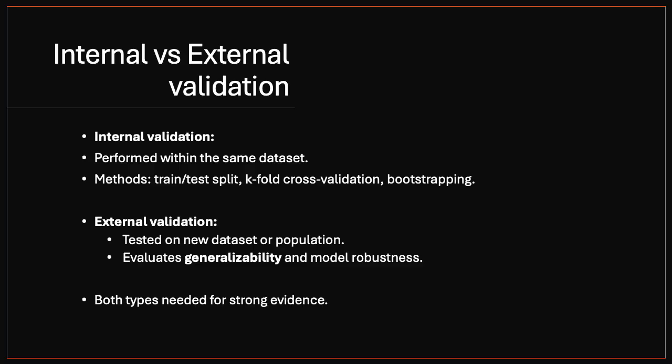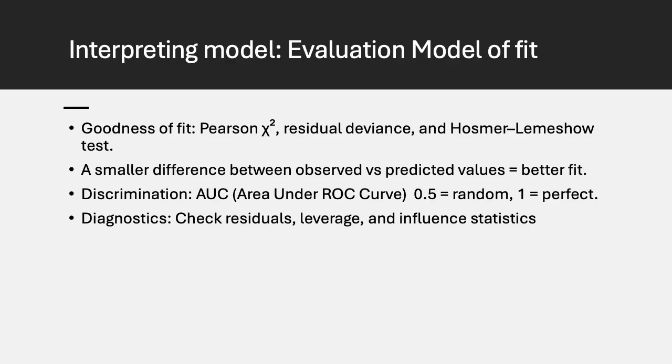Next, we're going to have internal versus external validation, and these are validation practices. It really checks how reliable our model truly is. Internal validation tests whether the model replicates within the same data set using methods like cross-validation or bootstrapping, while external validation applies it to a new data set to see if it generalizes beyond the original data. So a good model performs consistently across both, and both types are needed in order to have strong evidence.